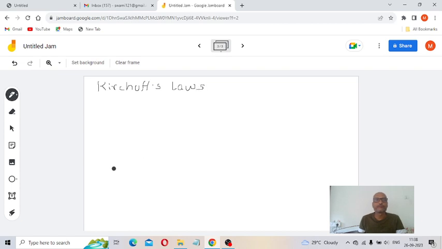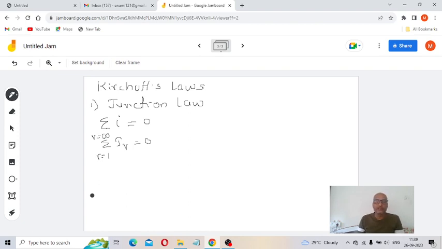Kirchhoff's laws. First law is the junction law. First, I will give you the mathematical statement. The junction law states that the summation of all incoming and outgoing currents at the junction is 0. That is, summation I equal to 0. All incoming and outgoing currents at a junction sum to 0. Or we can say that summation I_R equal to 0. R is not for resistance. R is the number 1 to infinity.